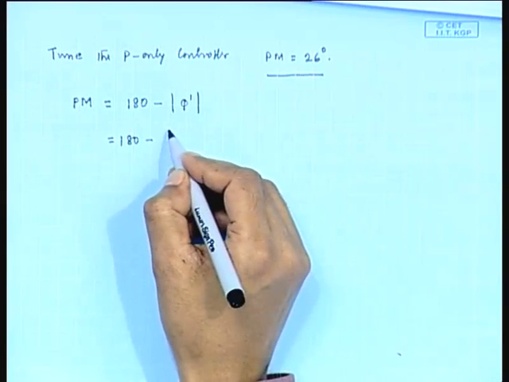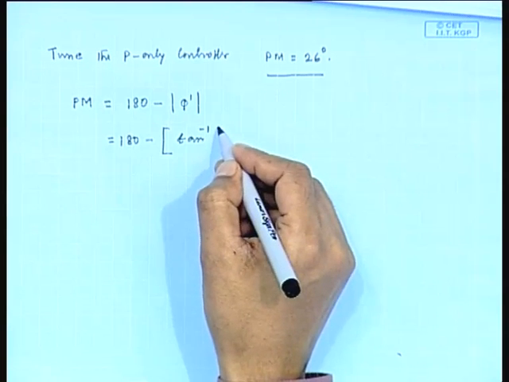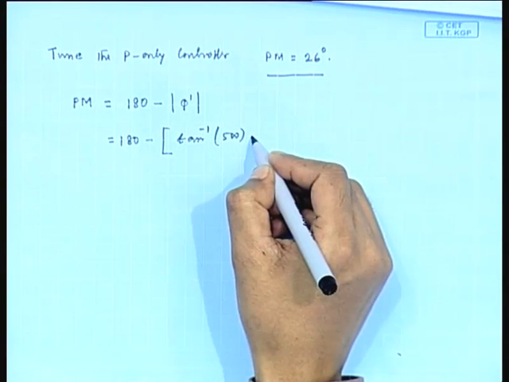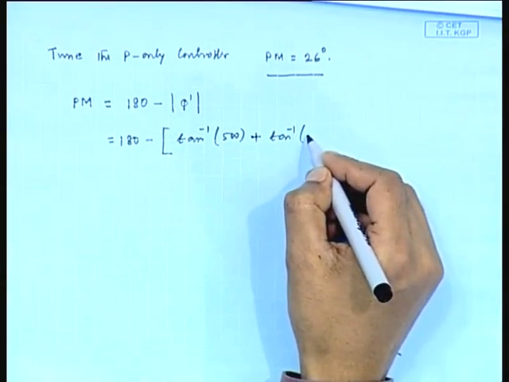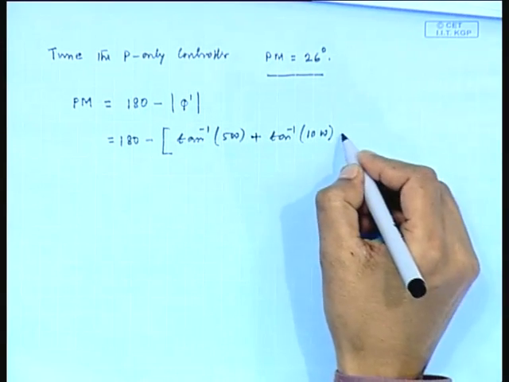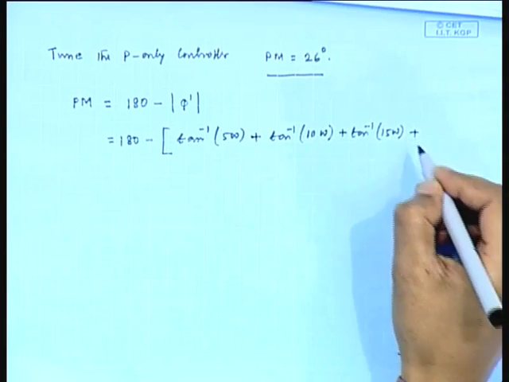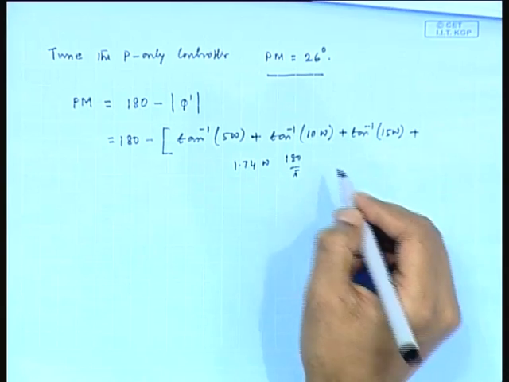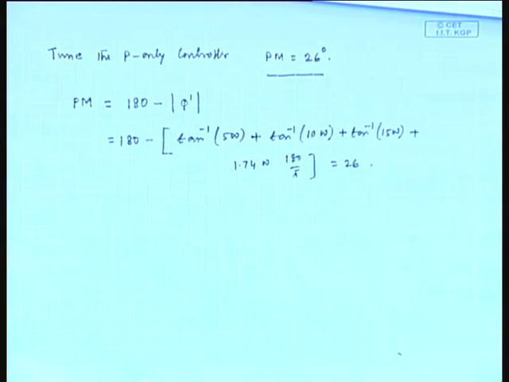So, what is the expression for phi? That we will write here: tan inverse minus 5 omega, absolute value, plus tan inverse minus 10 omega, plus tan inverse minus 15 omega, minus 1.74 omega, times 180 divided by pi, equal to 26. Fine.